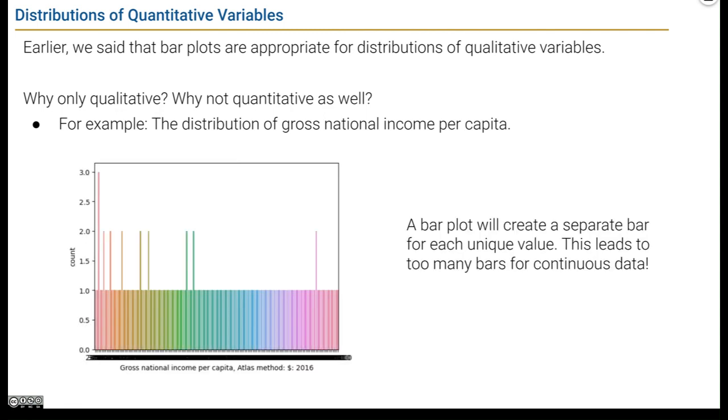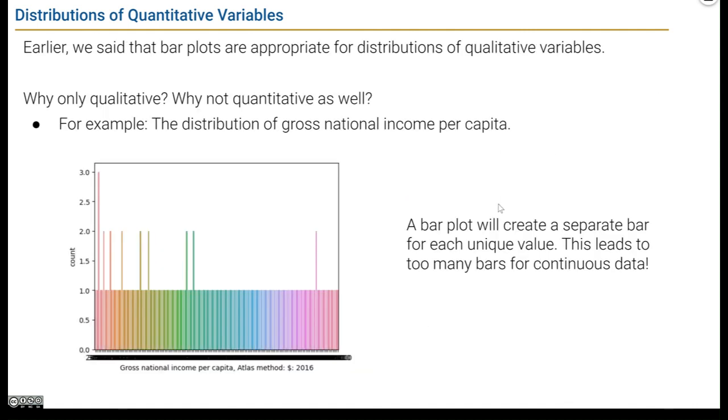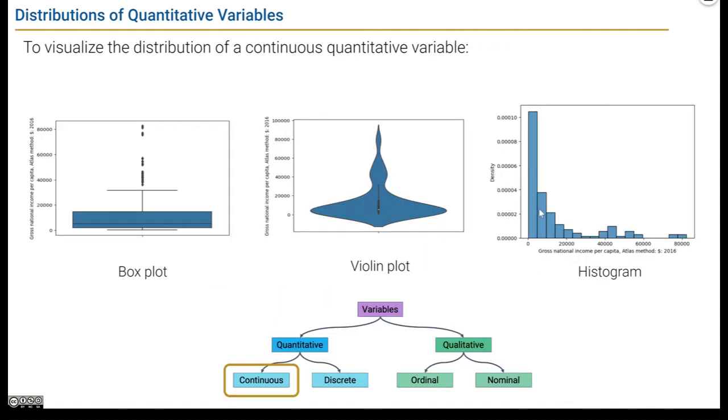Okay, so notice we have a severe case of overplotting here. It's too hard to distinguish any meaningful trends about this distribution. So instead of doing bar plots, we're going to have three ways that we can visualize quantitative variables. We're actually going to start with the one on the right here, the histogram, and then we'll look at the related ideas, which are the violin plot and the box plot. These are all great options for when you have quantitative continuous variables.